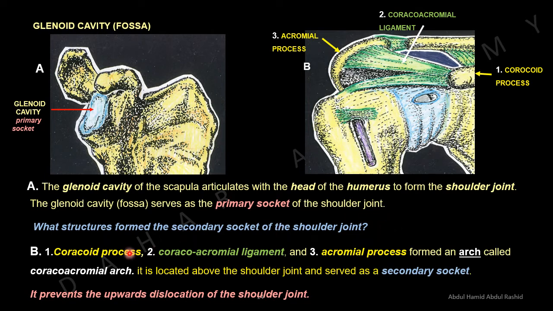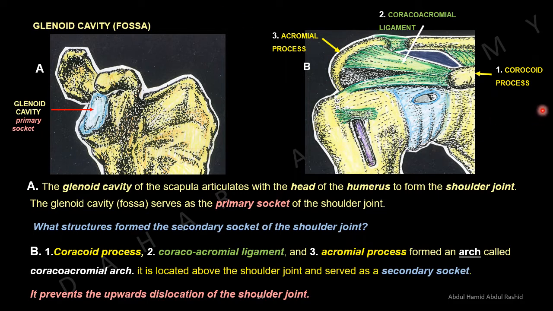Then, what structures form the secondary socket of the shoulder joint? Look at diagram B. Look at the structures first. We label the structures. Number 1, this is the coracoid process. Number 2, this is the coracoacromial ligament. And this is number 3, the acromial process.